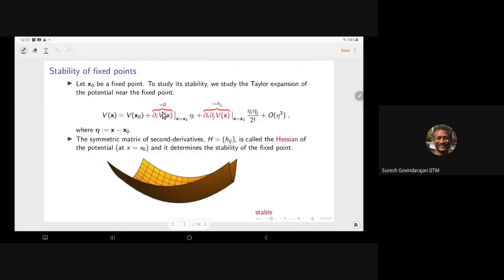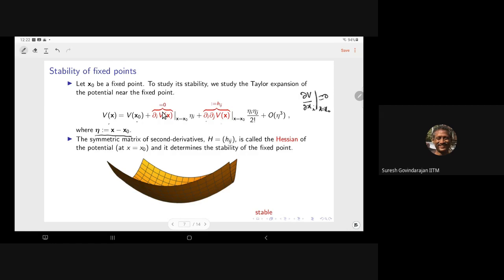Okay, so now we will see how to handle the case of higher dimensions. The formula here actually holds for even greater than 2. But let's just do this. V of x. So let x naught be a fixed point. What does that mean? It means dV by dxi at x equal to x naught is 0. Okay, so as usual, I just defined eta to be this thing. So V of x will be V of x naught plus this thing.